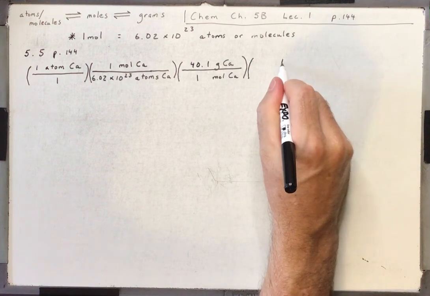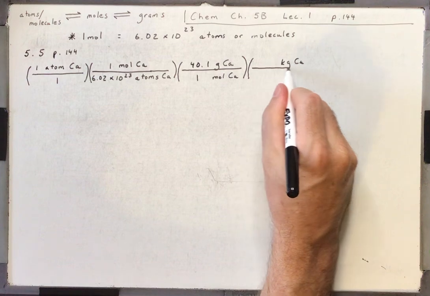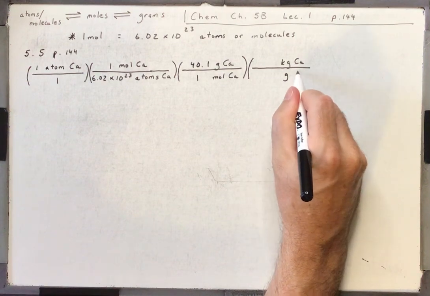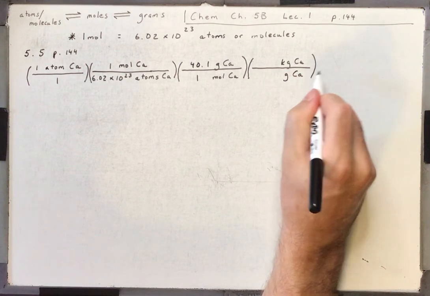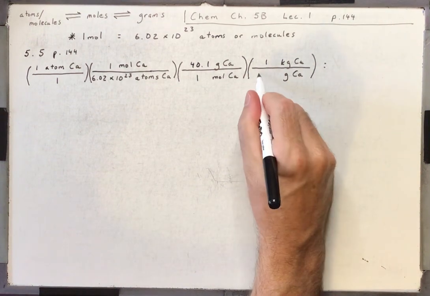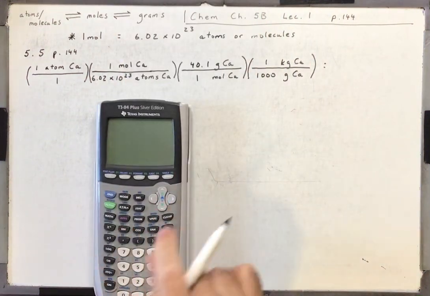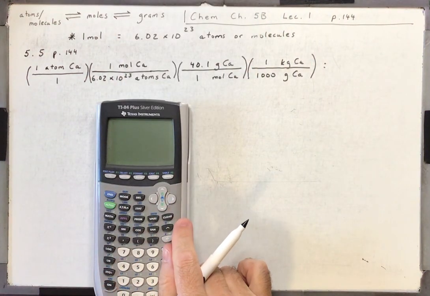Finally, we need to go to kilograms because the author made us do an extra step here. Usually we stop at grams. And we cancel out grams. So this is just like what we did in chapter 1. The 1 goes by the bigger one, kilograms, and there's 1,000 grams in a kilogram. Okay, so let's put this in our calculator.